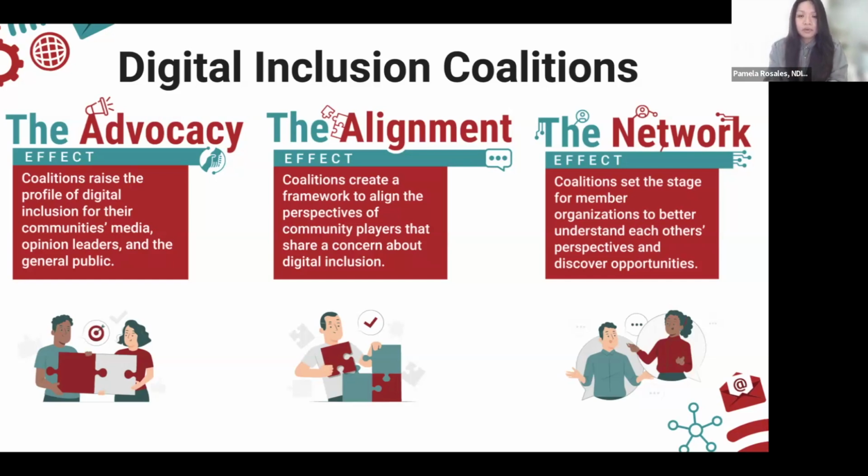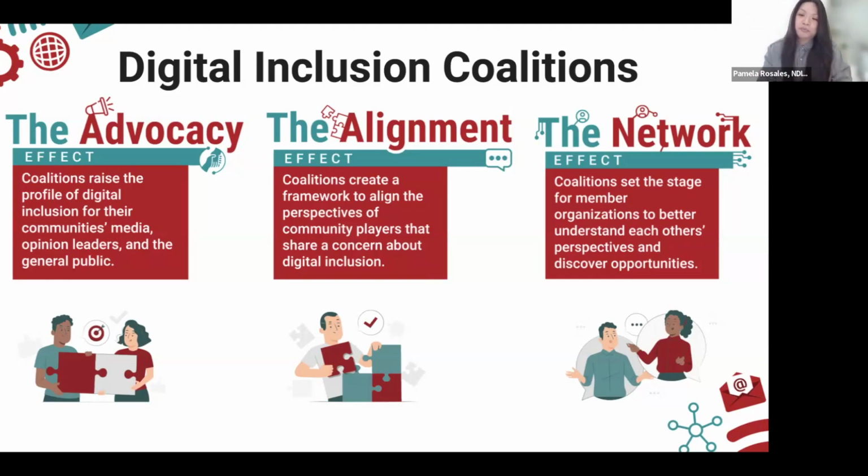So coalition members, those community organizations, are able to learn from each other, learn best practices, and there's also potential for partnerships and collaboration. If the goal here is digital equity, what unique solutions can our unique organizations offer, and how can we create an event to help address the different prongs?